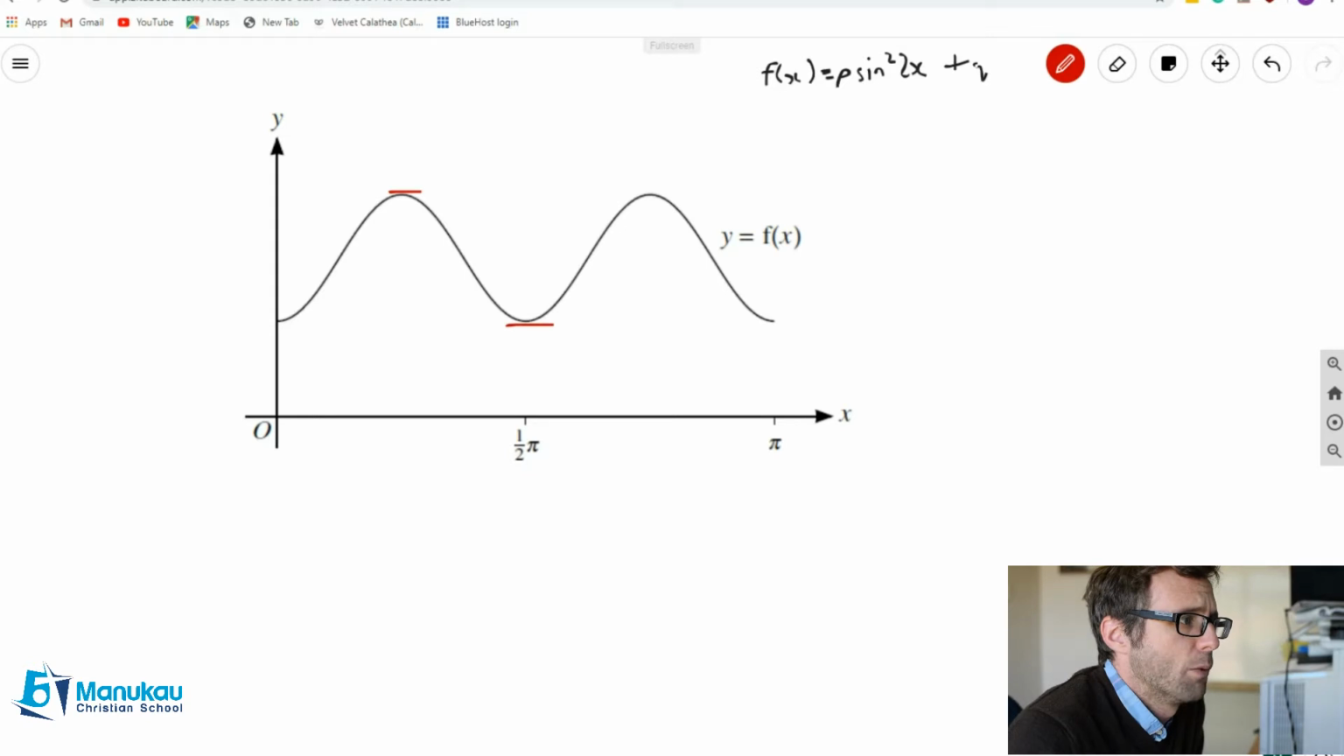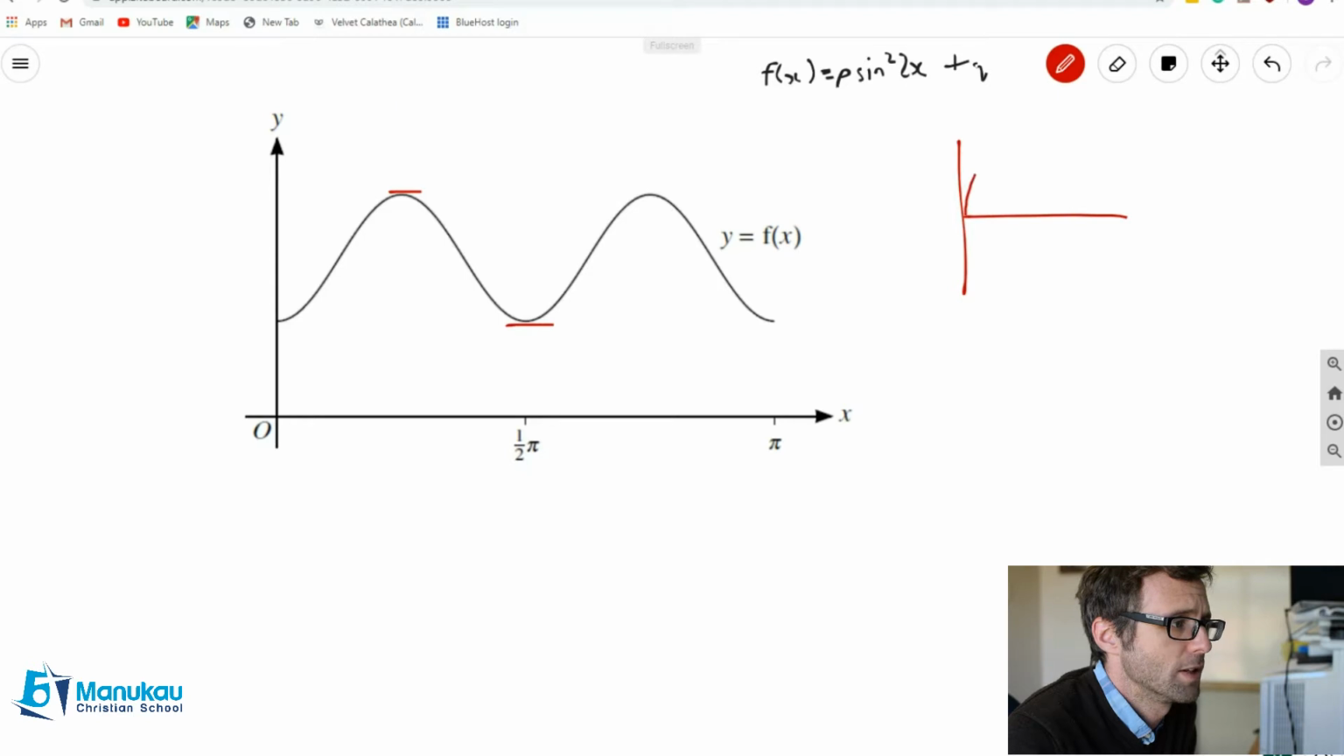I want you to imagine when we were doing sine 2x, what is the lowest range we have in a sine graph? Even sine 2x is just going to go up to positive 1 and down to minus 1. But when you square 1, that becomes 1. When you square minus 1, that becomes 1. So the lowest value we can have in sine squared x is 0. 0 squared is 0, and 0 times p will be 0. So the lowest point we can have is when sine squared 2x equals 0. Whatever p is, if we times it by 0, that's 0. So these bottom values here are all going to be q.